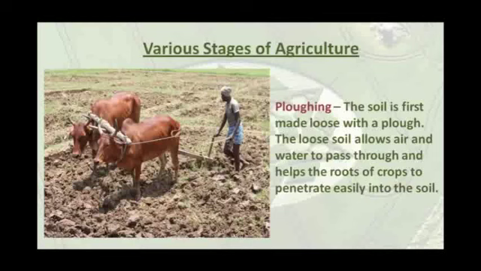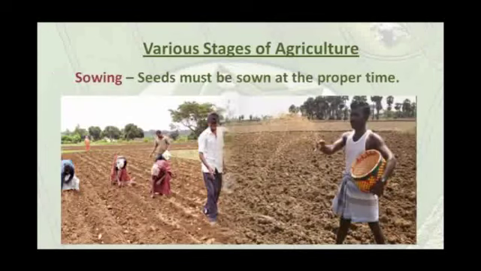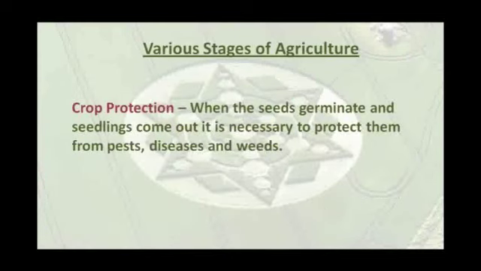Next one, manuring. Manures and fertilizers are added to the soil to add nutrients that crops would need to give a good yield. Next, sowing. Seeds must be sown at the proper time. Irrigation. A sufficient quantity of water is supplied to the crop plants for their proper growth. Crop protection. When the seeds germinate and seedlings come out, it is necessary to protect them from pests, diseases and weeds.